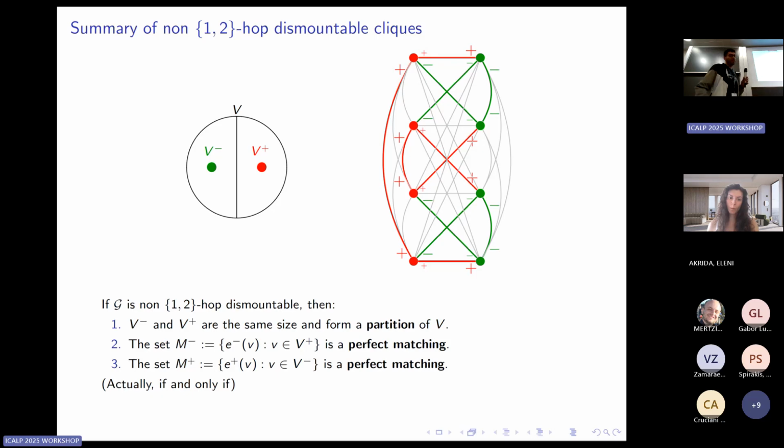So to summarize the structure of a non-two-hop dismountable clique, we have that V minus and V plus are of the same size and form a partition of V. The set of the minimum edges of the vertices in V plus forms a perfect matching, and the same for the maximum edges. And actually, it can be proved that this is an if and only if.